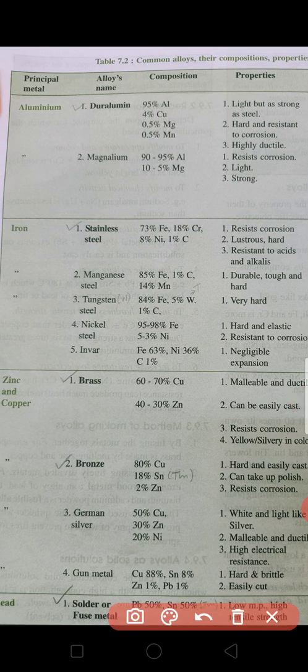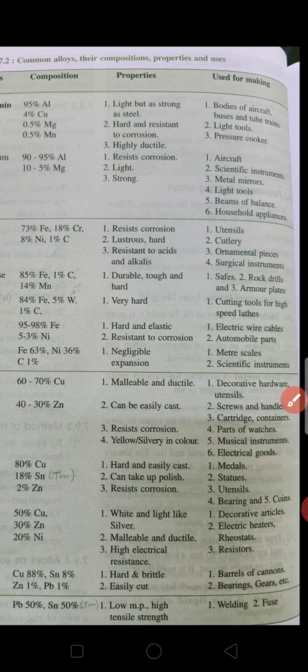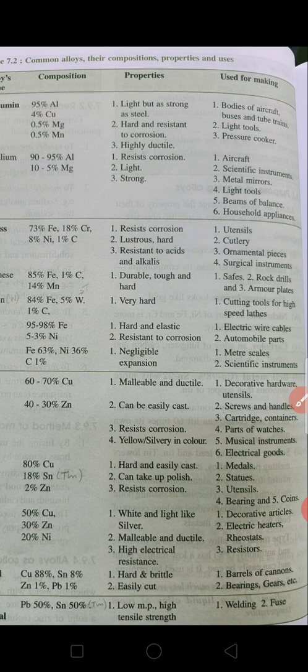Next, children, we come to stainless steel, and you all know about stainless steel. Now children, stainless steel is an alloy of iron which is 73%, chromium 18%, nickel 8% and carbon 1%. Now this stainless steel is resistant to corrosion, is lustrous, that is it has a very good shine, it is hard, resistant to acids and alkalis. So these are the properties. And children, this is used for making utensils, cutlery, ornamental pieces, surgical instruments.